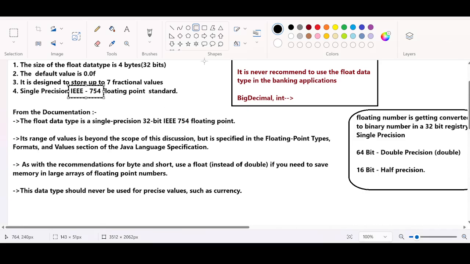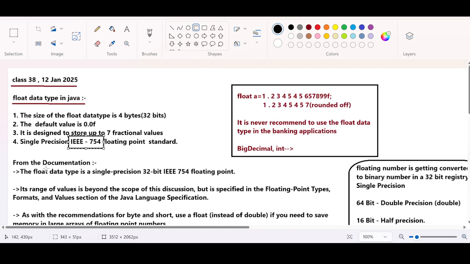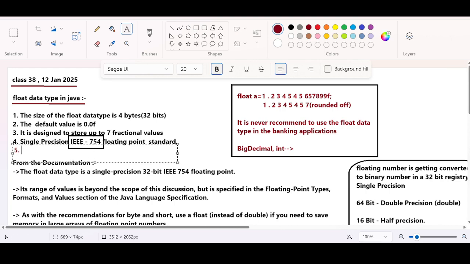So this is from the documentation, right? And it says the range of values is beyond the scope of discussion. If you ask me, sir, what is the range of float data type? My answer would be very simple, very straightforward. The range is not defined specifically. It depends upon, right?